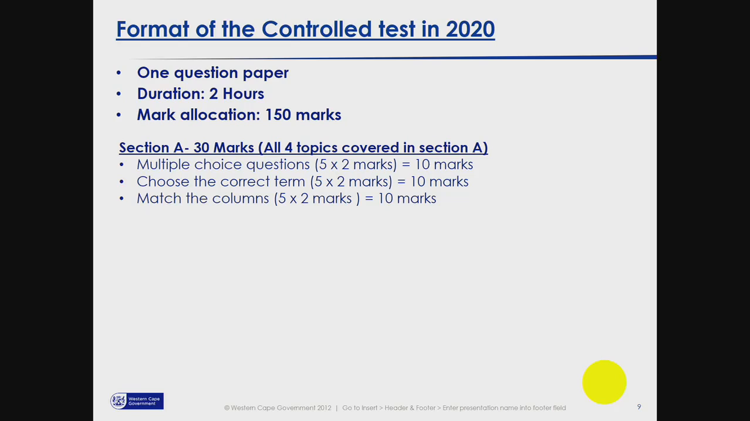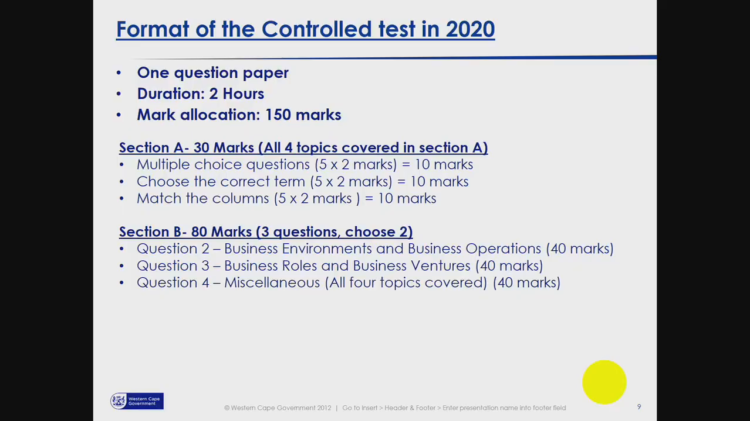But what's important here, grade 11s, is to know that the questions will be on all 4 topics. So in section A, all 4 topics, business environments, business ventures, business roles, and business operations, any content that is examinable, the questions can come from all 4 of the main sections there. Okay. Then in section B, you're going to have 3 questions, and again, you're going to only answer 2 of these questions.